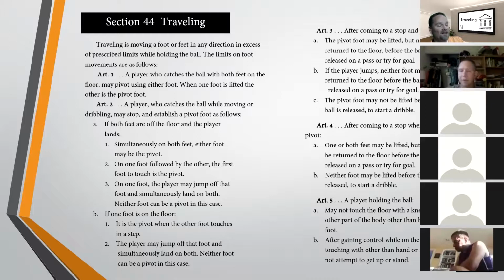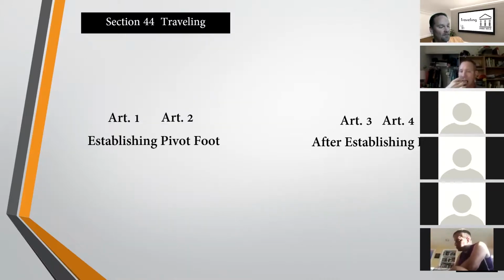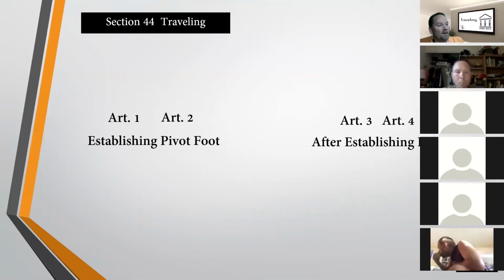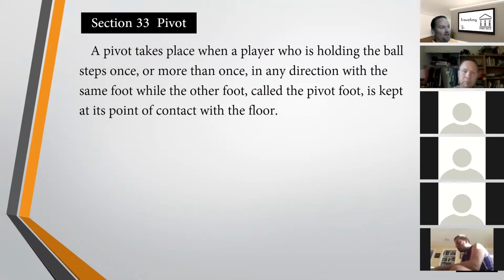So the biggest thing I want you to pull out of this one is establishing the pivot foot. All 5 articles, and I broke them out into 2 sections, but they all talk about the pivot foot, and that's how we're going to determine whether there is a travel or not, is knowing what the pivot foot is. The first 2 talk about establishing a pivot foot, and then the last 3 talk about after it's been established, what can you do? So let's go ahead and get started.